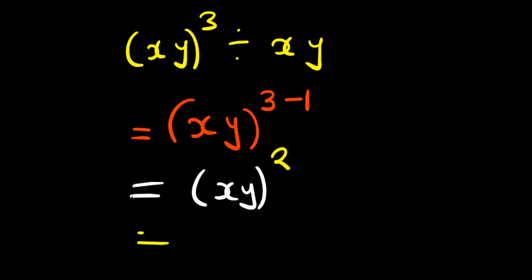You can either leave it here or distribute the 2. What this 2 means is that this 2 is multiplying on x, and this 2 is also multiplying on y. So therefore, if you're going to simplify it, your final answer is x to the power 2, y to the power 2. So that will be our answer.